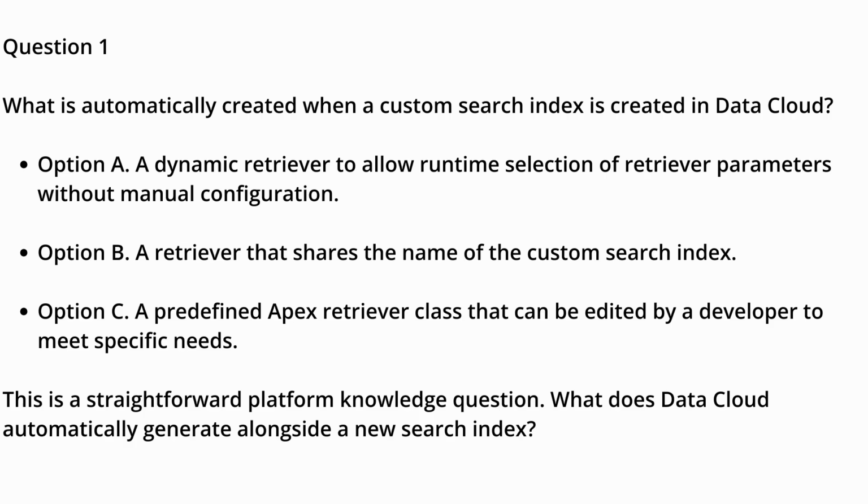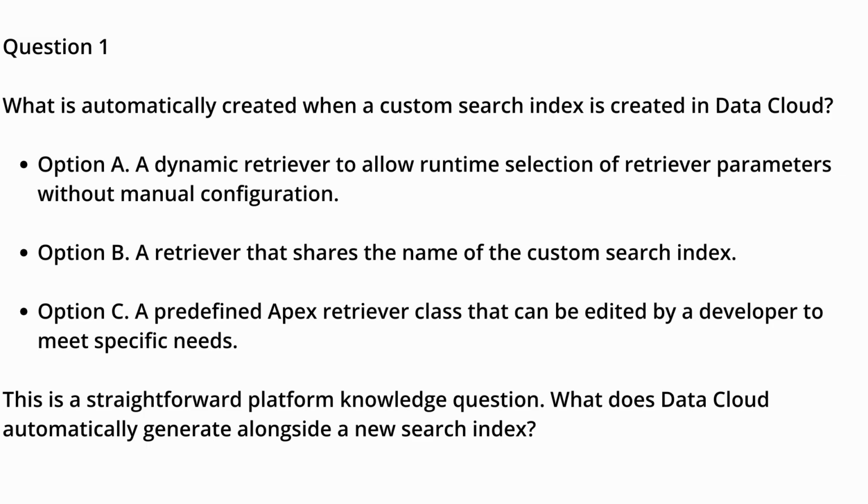What is automatically created when a custom search index is created in Data Cloud? Option A. A dynamic retriever to allow runtime selection of retriever parameters without manual configuration. Option B, a retriever that shares the name of the custom search index. Option C, a predefined Apex retriever class that can be edited by a developer to meet specific needs.